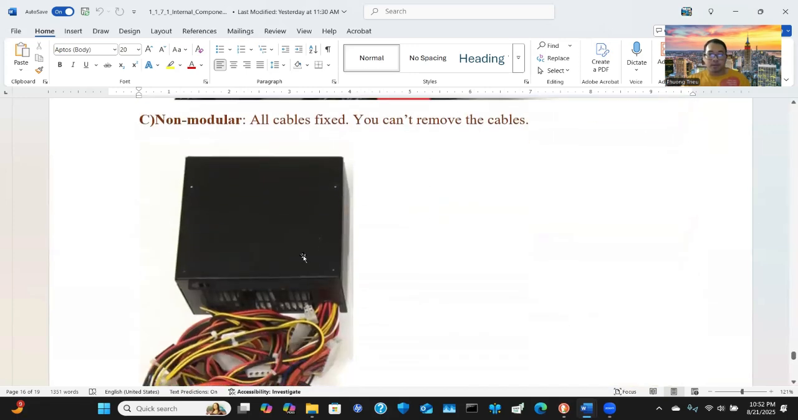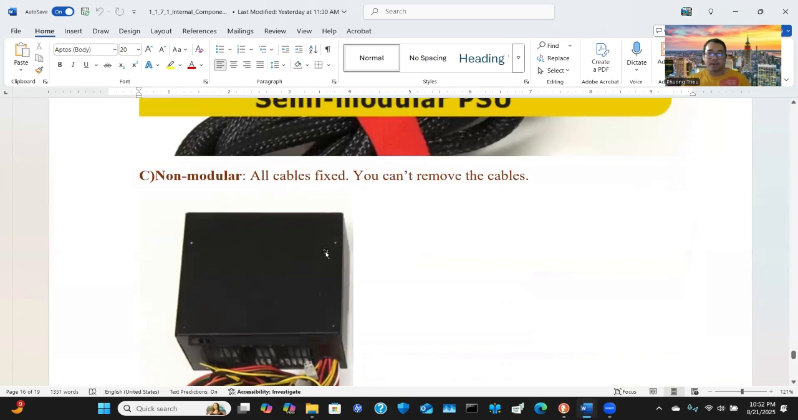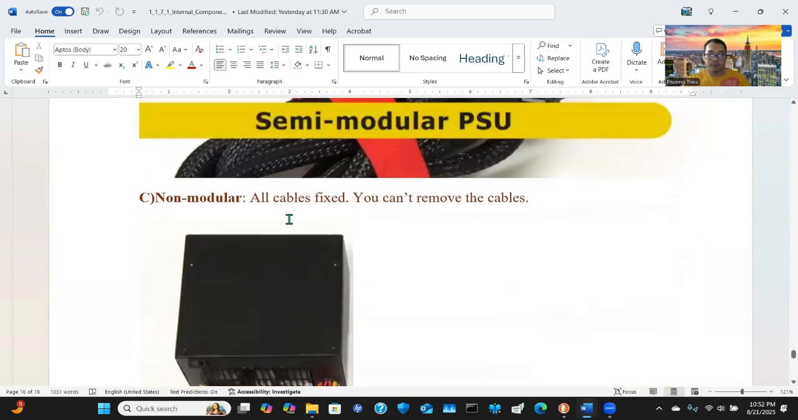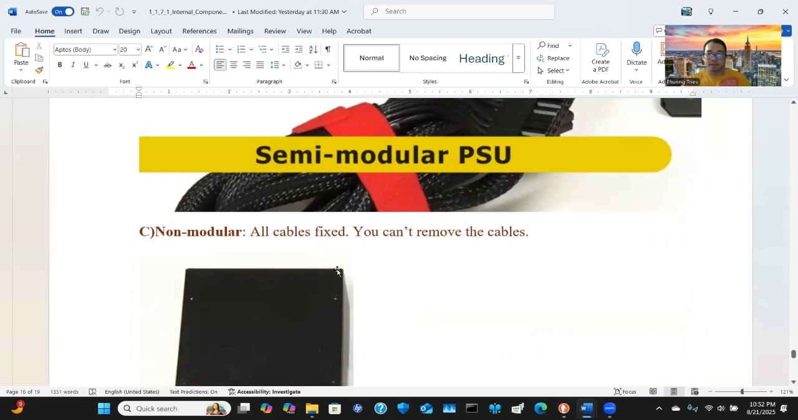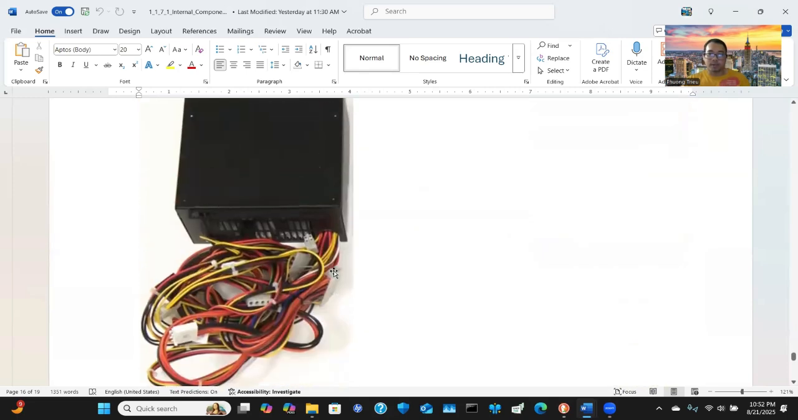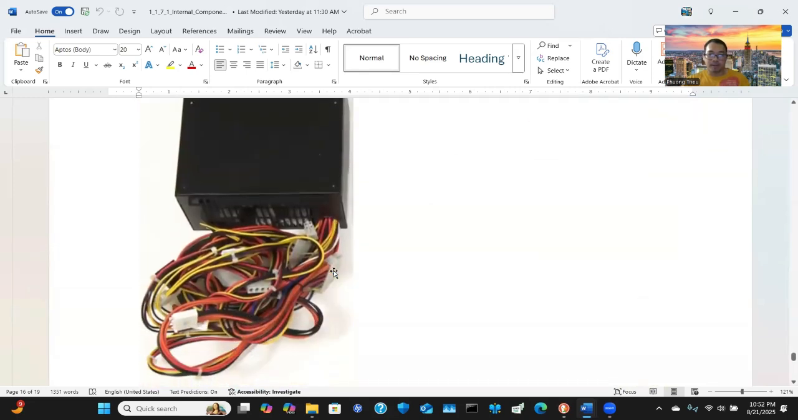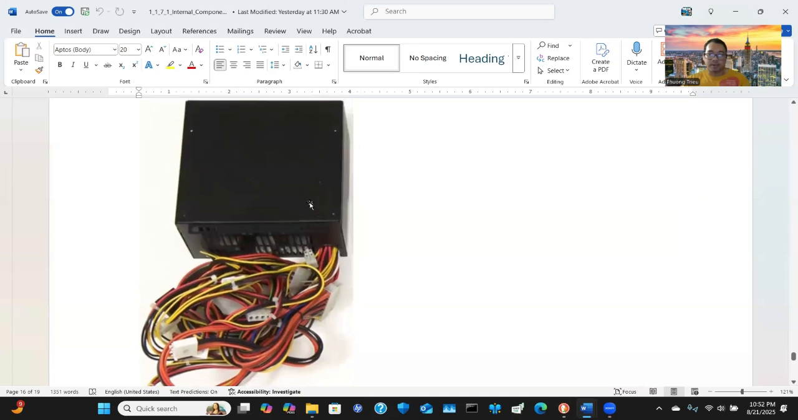So the final type of modularity is non-modular. Non-modular means all cables are fixed. You cannot remove the cables. Here's the non-modular power supply unit, and you can see that all cables fit into this unit.